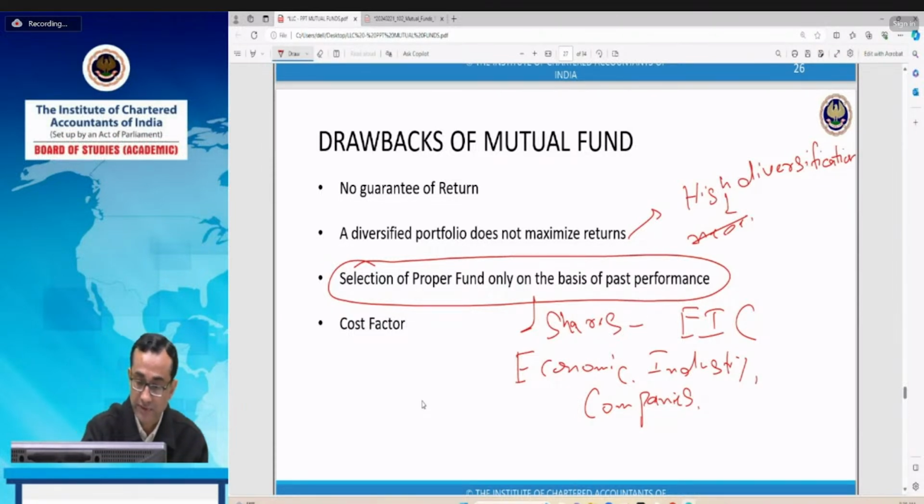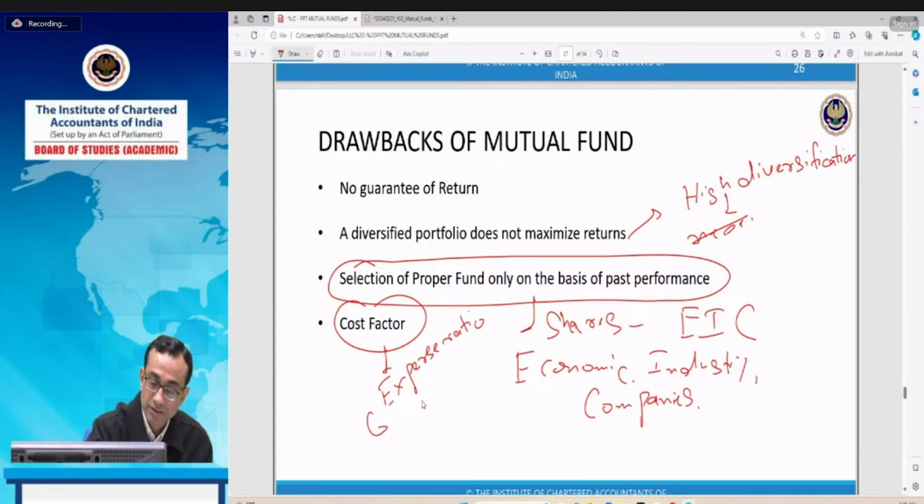Another is the cost factor. Mutual funds not only charge their expense ratio. If one invests through the distributors, there is trail commission. We have seen.